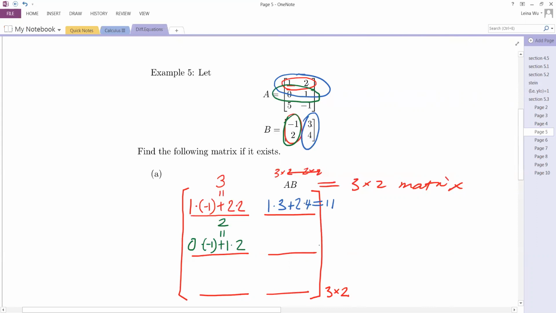This entry would be second row, second column. So second row of matrix A, second column of matrix B. We have 0 times 3 plus 1 times 4, which is 4, right? I'm going to ask you guys to finish the last row. What are the entries of the last row?